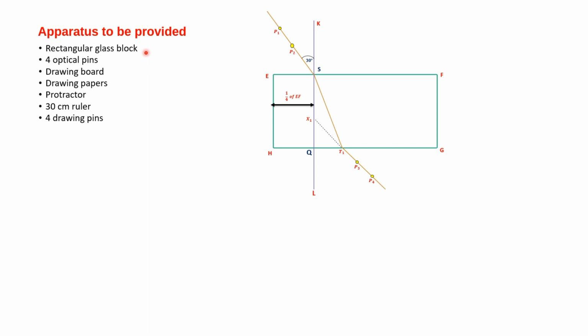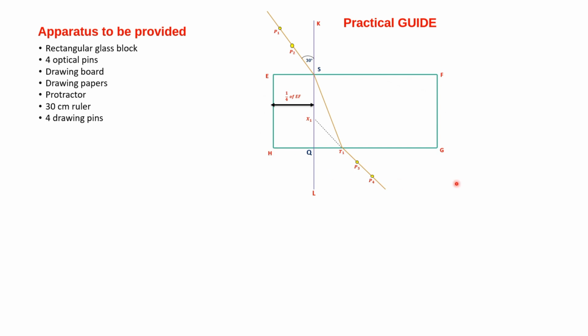a rectangular glass block, 4 optical pins, drawing board, drawing papers, protractor, 30 centimeter ruler, which a 15 cm can also serve, 4 drawing pins. Alright, we move over to the practical guide for this particular experiment. So this is a set of instructions that we should follow.